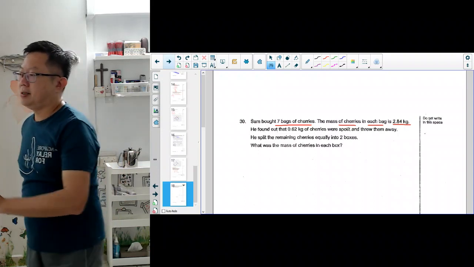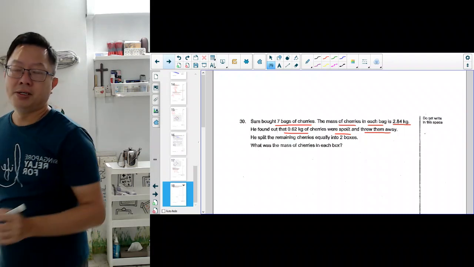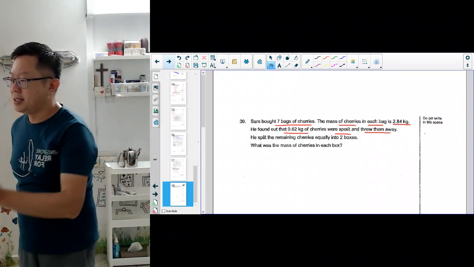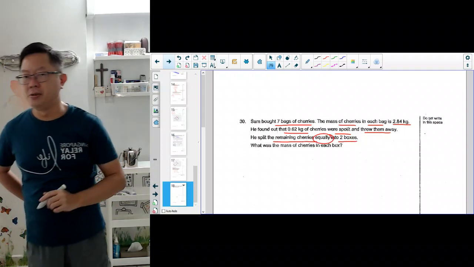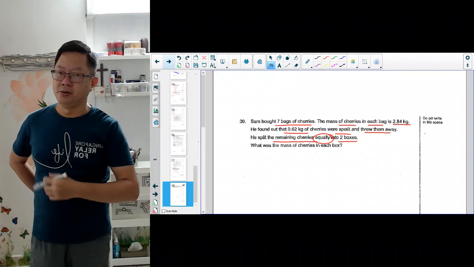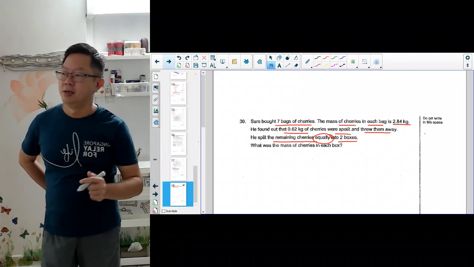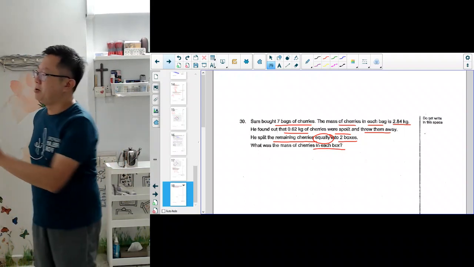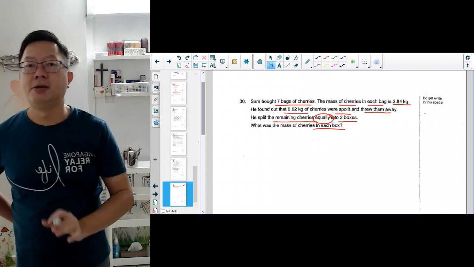And he found that 0.62 kg of cherries were spoiled and threw them away. So when you throw them away, that will be minus already. And then he split the remaining cherries equally into 2 boxes. And then you know that you must divide because you split, right? You divide the rest into 2 boxes. So what is the mass of cherries in one box? You have a few operations in this problem, right? So again, it tests you on your logical thinking skills.